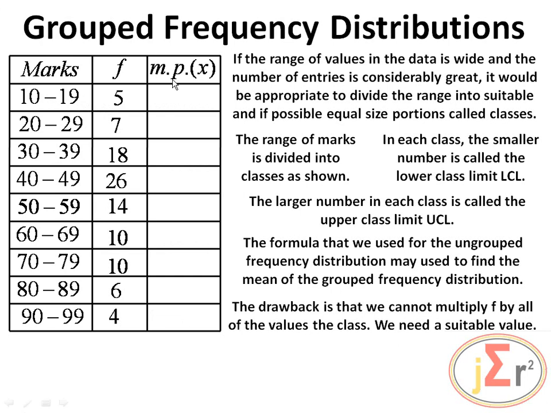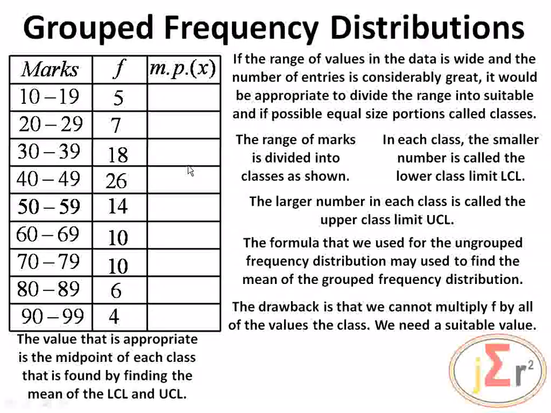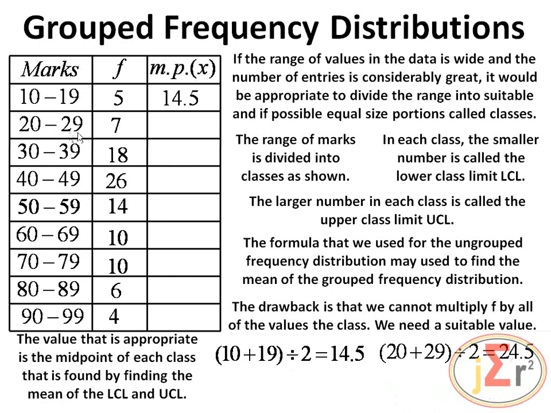And here is our clue. The value that is appropriate is the midpoint of each class. That is found by finding the mean of the lower class limit and the upper class limit. The lower class limit for this one is 10 and the upper is 19. 10 plus 19 divided by 2, we get 14.5, and that takes its position right there. Also, 20 plus 29 divided by 2 will get 24.5, and so on.